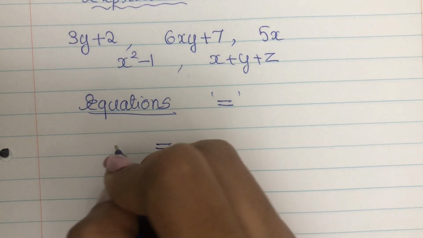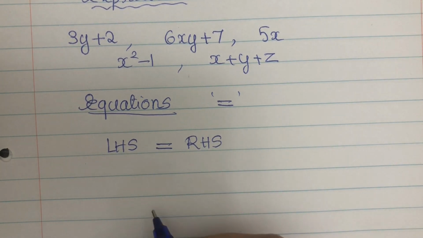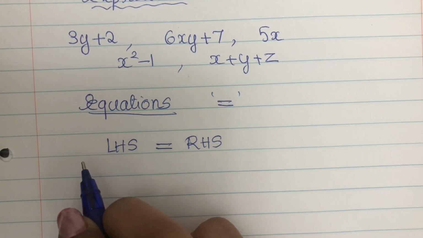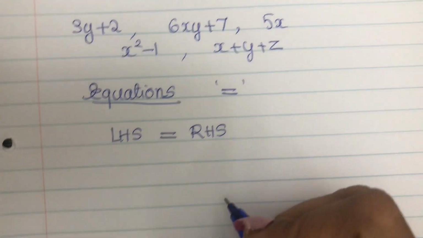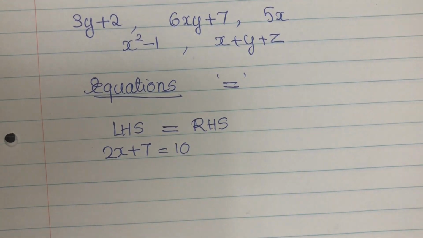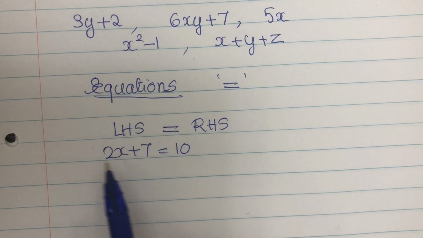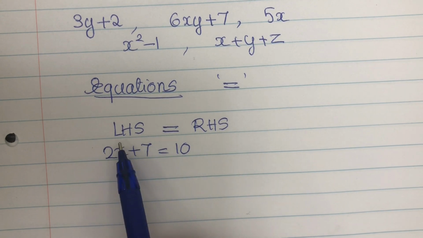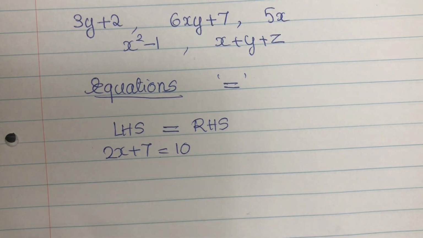So in equations we have LHS and RHS. The term which is on the left of the equal sign is the LHS, and on the right side of the equal sign is the RHS. For example, 2x plus 7 equal to 10. This is an equation. Equation having what? An expression, right? This is an expression connected with the equal sign, and also we have the RHS, then we have the equation.